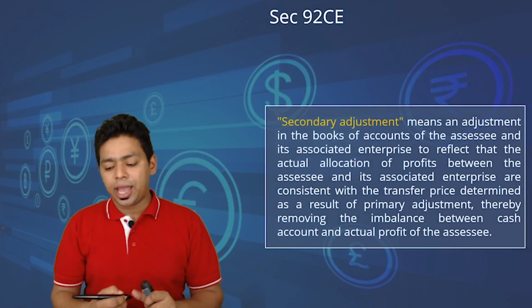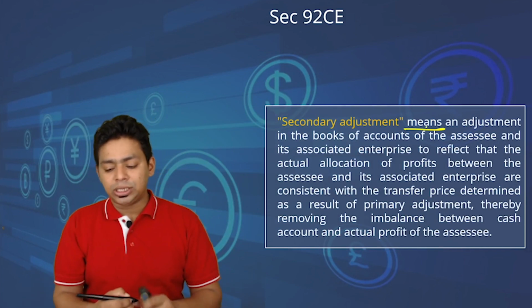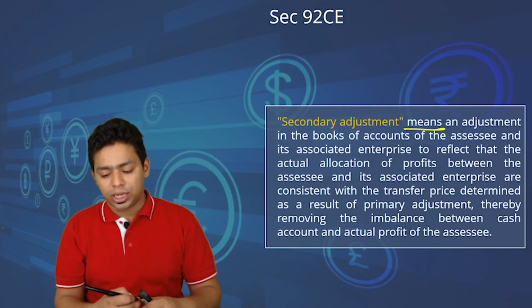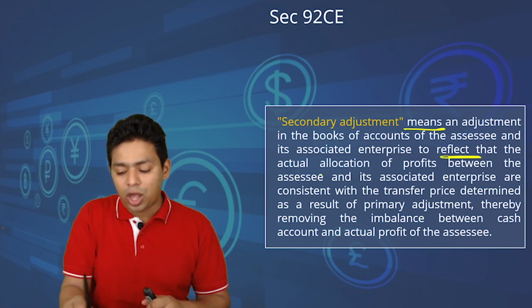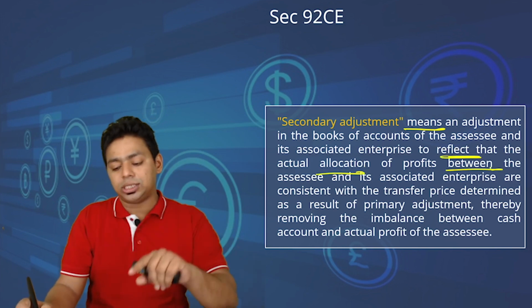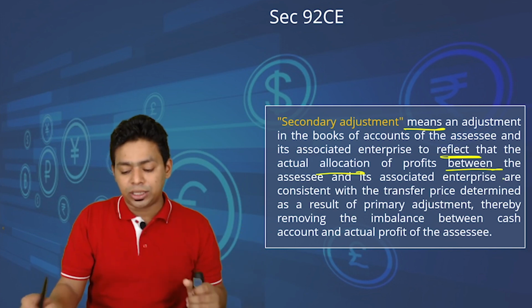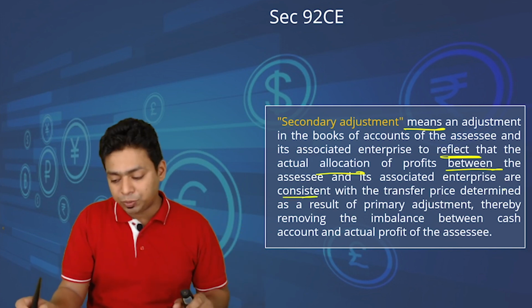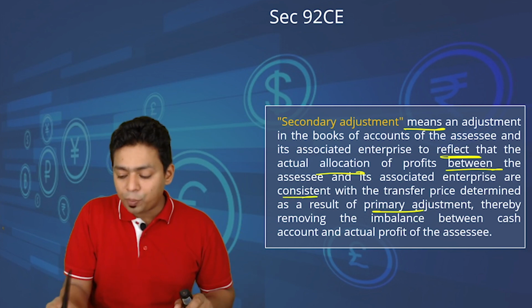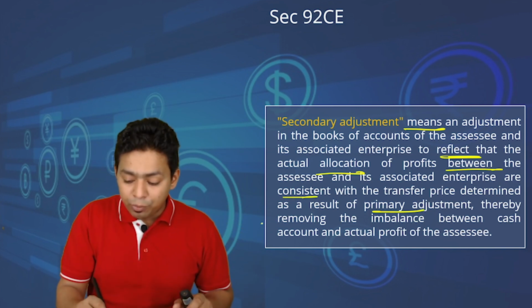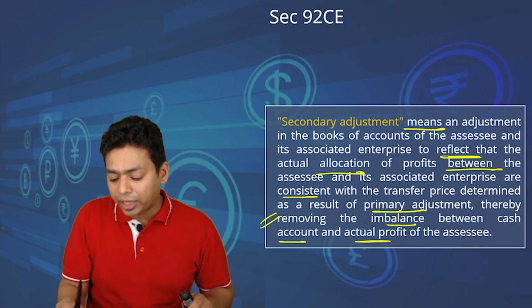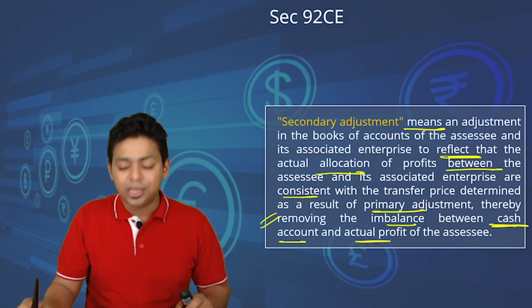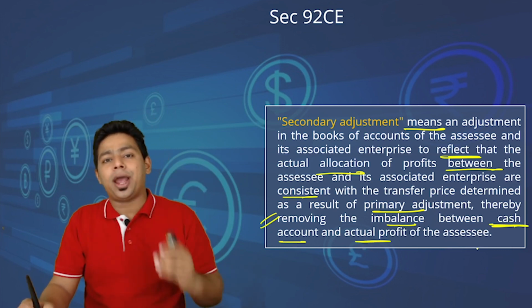So what do you mean by secondary adjustment? Secondary adjustment means an adjustment in the books of accounts of the assessee and its associate enterprise to reflect that the actual allocation of the profit between the assessee and the associate enterprises is consistent with the transfer price determination as a result of primary adjustment, thereby removing the imbalance between the cash account and actual profit. Cash balance means they want this particular money back.